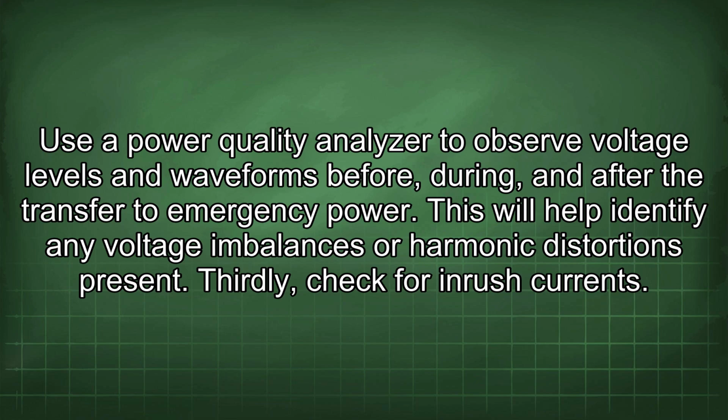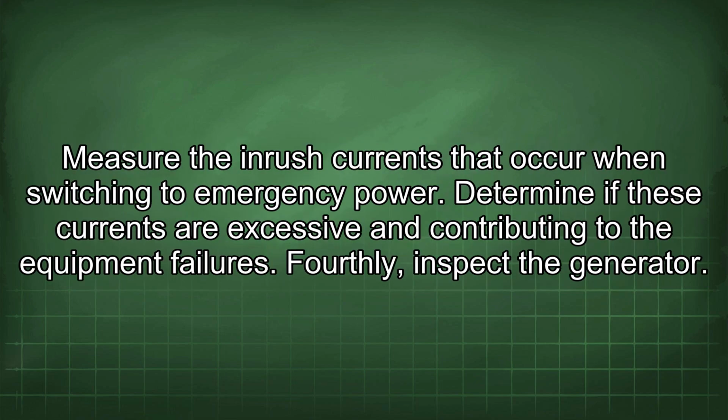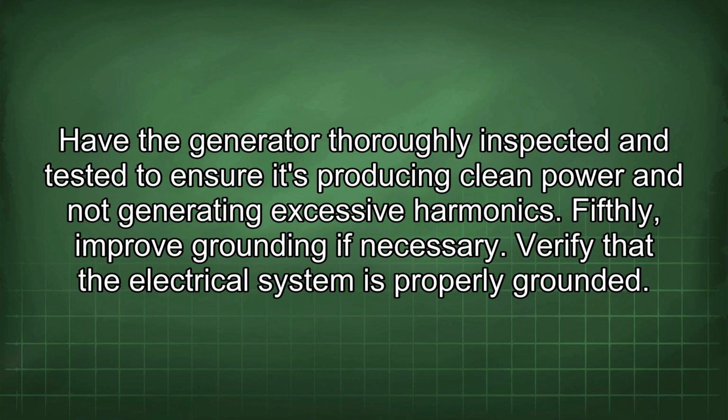Thirdly, check for inrush currents. Measure the inrush currents that occur when switching to emergency power. Determine if these currents are excessive and contributing to the equipment failures. Fourthly, inspect the generator. Have the generator thoroughly inspected and tested to ensure it's producing clean power and not generating excessive harmonics. Fifthly, improve grounding if necessary.